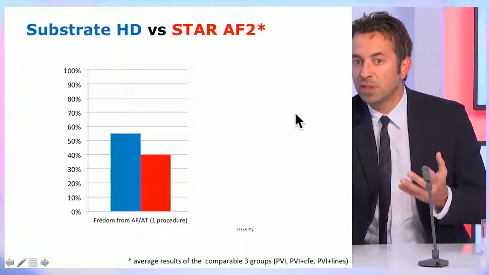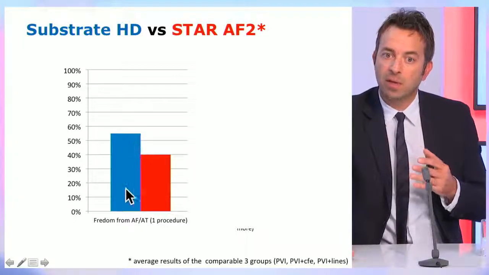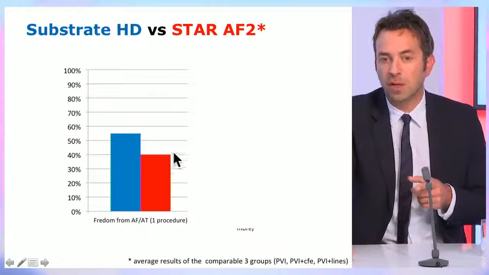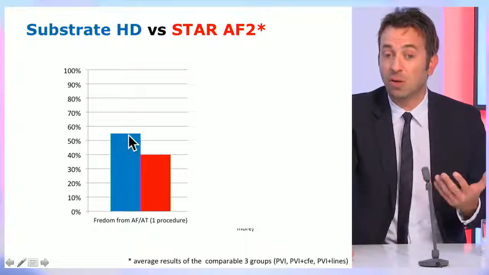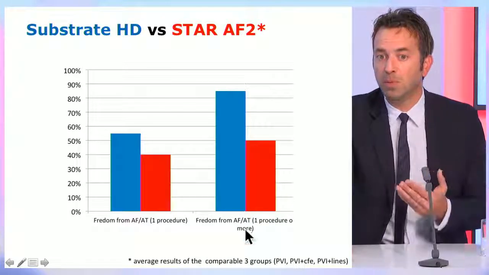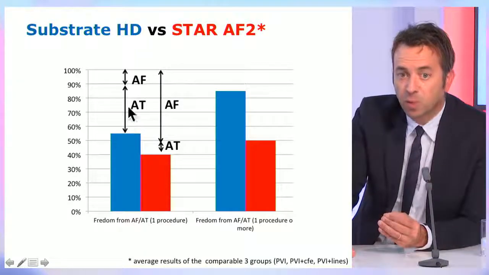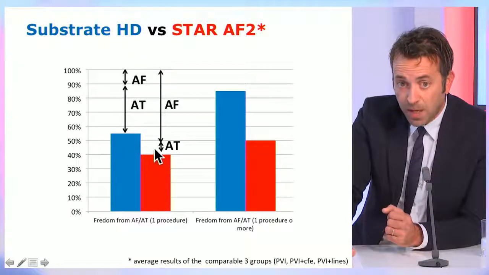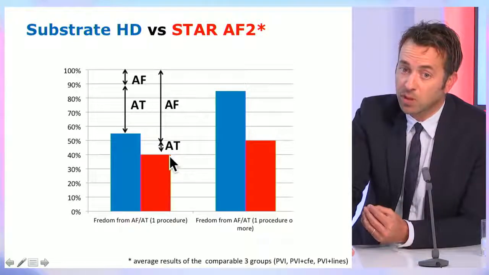Let me do a comparison with STAR AF2. This is not very scientifically correct, but let me just show you, if we look at the persistent and long-standing persistent cases in our study compared to the STAR AF2 study, you can see that we have better results after one procedure, but the difference is, again, not very impressive. But the difference is much more important after multiple procedures. And very interestingly, if you look at the type of recurrence, you can see that in our group we have an important ratio of AT recurrence. And to the opposite, STAR AF2 had a very low proportion of AT recurrences.